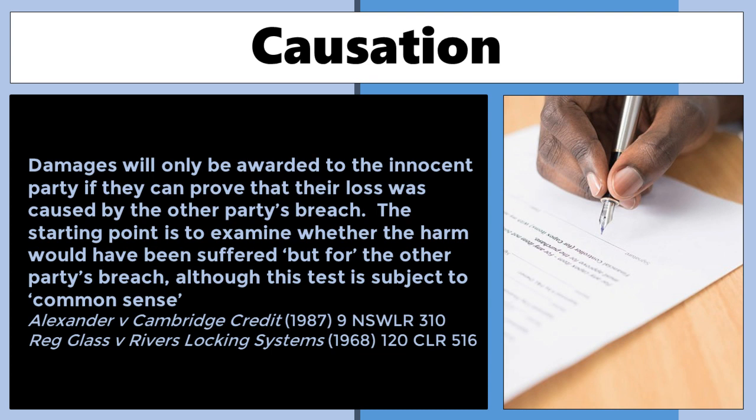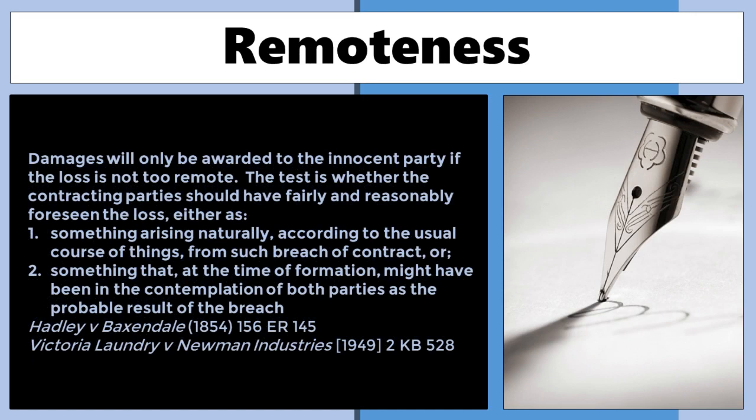Now, also note here that, with that second limb of Hadley and Baxendale, what might have been in the contemplation of both parties is different from things that are actually in the contemplation of both parties. Because if the parties actually talk about it, you can't argue that it's too remote. The parties talk about something and say, for example, yeah, you better be quick because we don't have a spare crankshaft. You're never going to be able to win. You're not going to argue that this was too far removed or remote if the parties actually knew about it. So that's the second component of this.